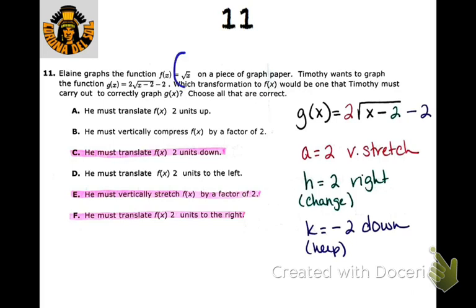Okay, if we go from this function, which is the parent function, to this function here, we can tell that the 2 is going to vertically stretch it, so it'd be that one. This 2 underneath the parentheses there would shift it 2 to the right, and then this negative 2 would go 2 units down.